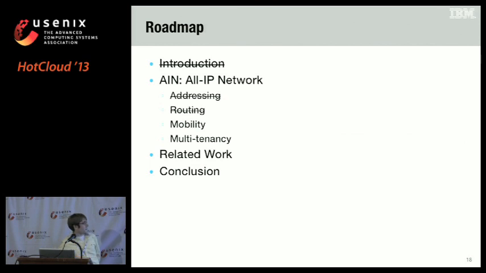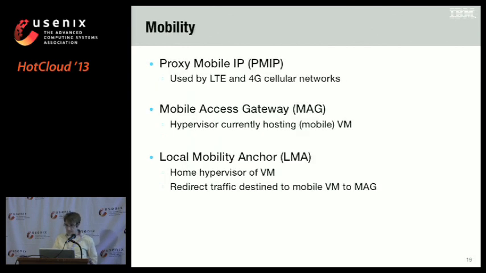Okay, so that's the routing aspect. So next, the mobility aspect. Layer 3 isn't typically thought of in terms of mobility, but there are things like mobile IPv6 and proxy mobile IP, and this is what's used by the LTE and 4G cellular networks. Essentially, proxy mobile IP has these two concepts: the mobile access gateway and the local mobility anchor.